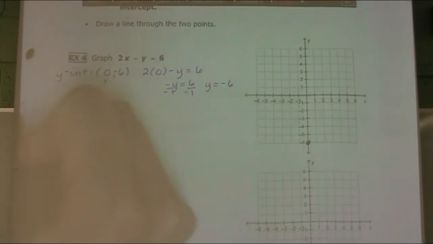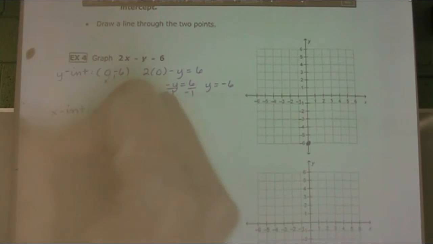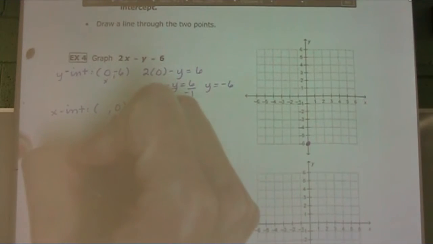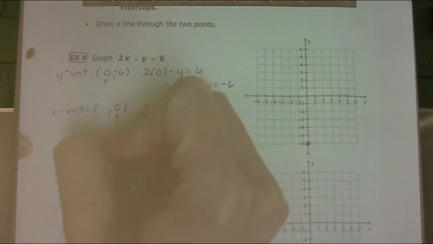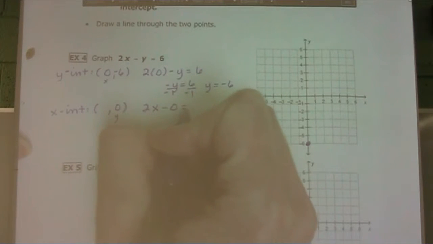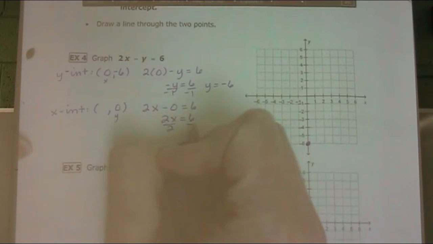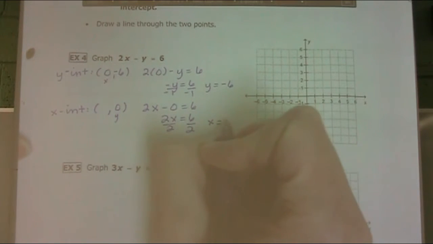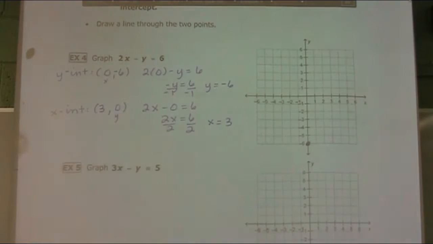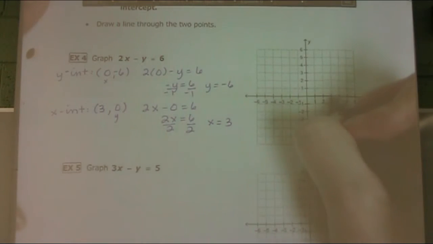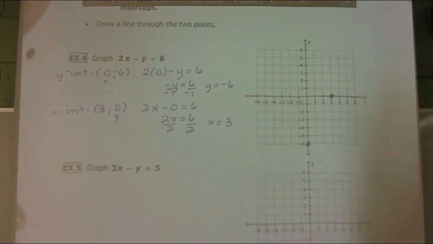Next thing I'm going to do, find my x-intercept. This is the point, some number, and then 0. So I'm going to plug in 0 for y. This is 2x minus 0 equals 6, which gives me 2x equals 6. Divide both sides by 2, and I have x equals 3. So this is the point 3, 0. Where that is on the graph is here. Now I have 2 points. That's all I need to graph a line.